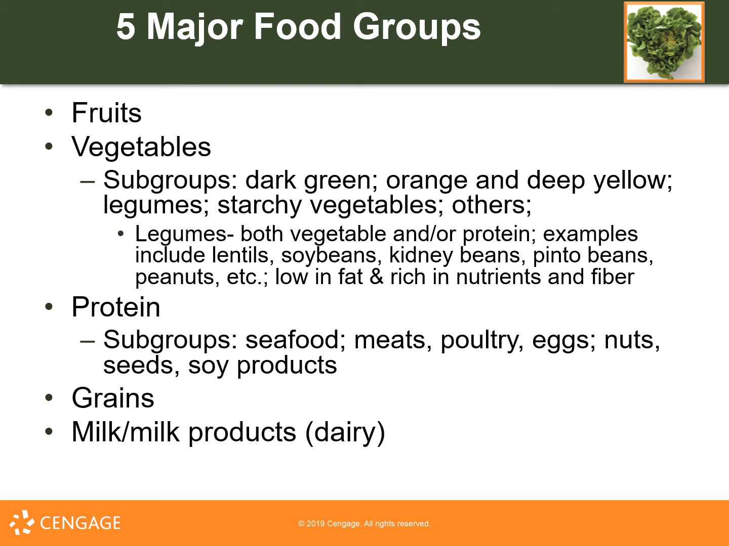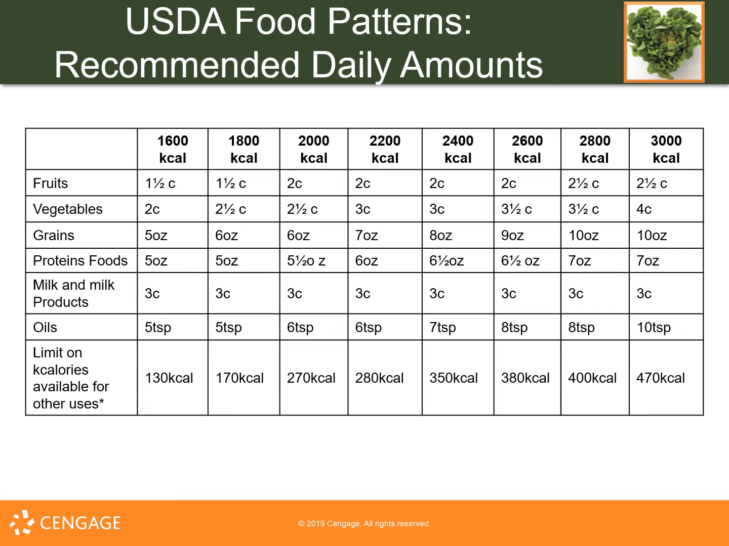Protein also has subgroups, and those include seafood, meats, poultry, and eggs, nuts, seeds, and soy products. Again, choose different sources from an assortment of different fats and amino acids. Then grains, milk and milk products, or a dairy category. This chart breaks down the servings of food groups based on calorie needs. Milk and milk products is the only category that does not change.